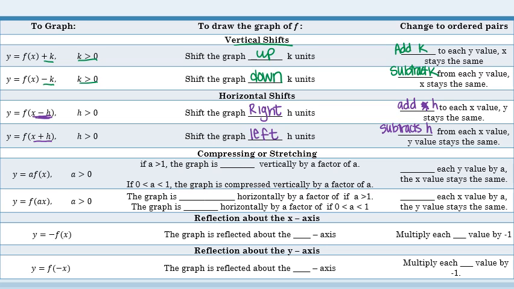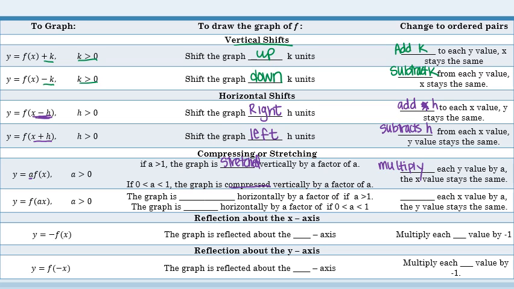Okay, compressions and stretches. So if we have an a value, a constant, multiplied to your f of x, if your a is larger than 1, it's going to be stretched vertically by a factor of a. If your a is between 0 and 1, the graph is compressed vertically by a factor of a. So your change to your ordered pair is you multiply each y value by a.